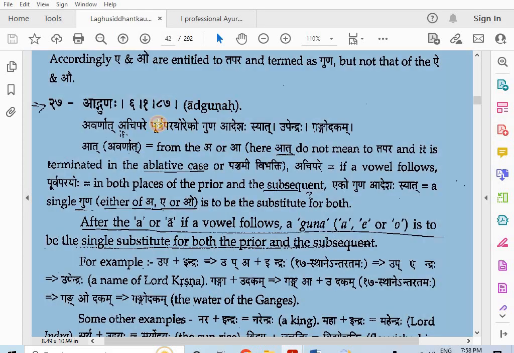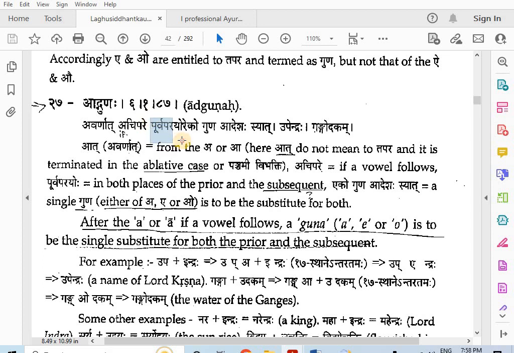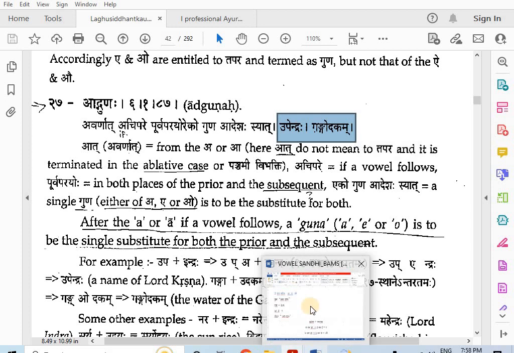Purva parayoho eko guno guna adesa syat. Purva parayoho eko means the previous word and the next word, the substitution is guna. Which one is it? Guna. It should be guna. So we have two examples given here, Upendra and Gangodakam. Okay, so let us see.